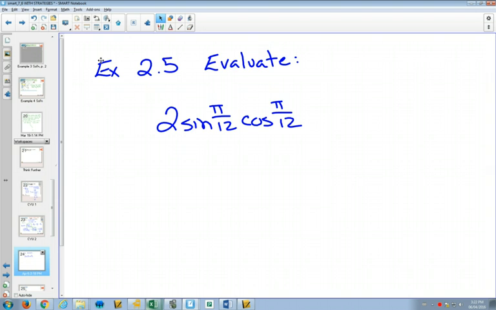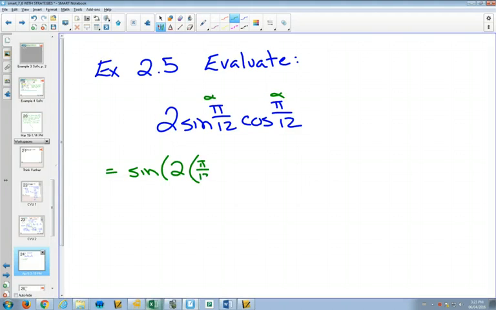So, first of all, the short way is if you recognize this 2 sine cos as one of our identities, that means that you can rewrite this as a double angle identity. This is my alpha. 2 sine alpha cos alpha is equal to sine 2 alpha. And if you simplify inside, you get sine of pi over 6, and sine of pi over 6 is 1/2.